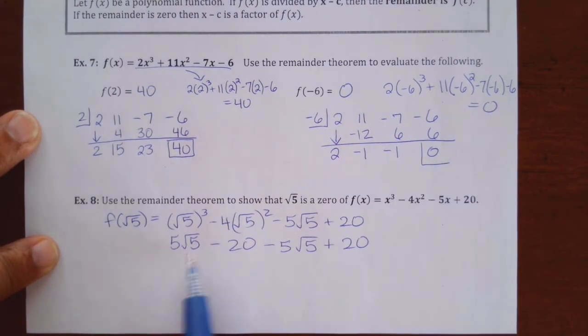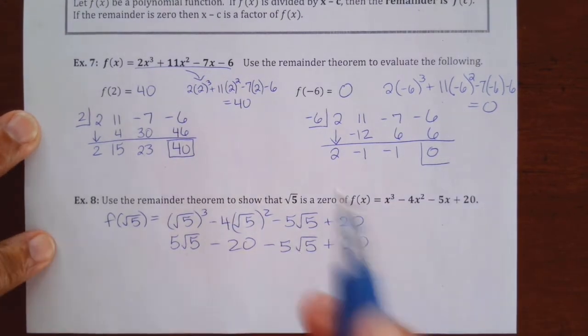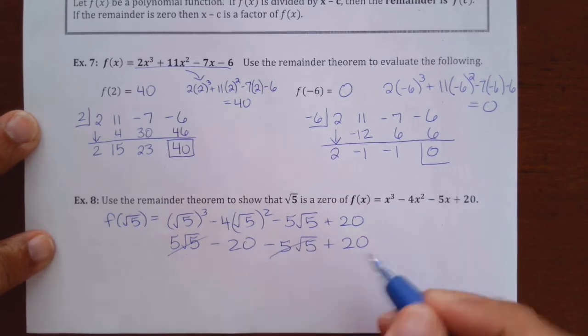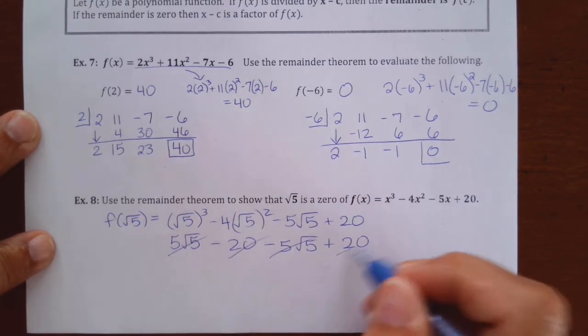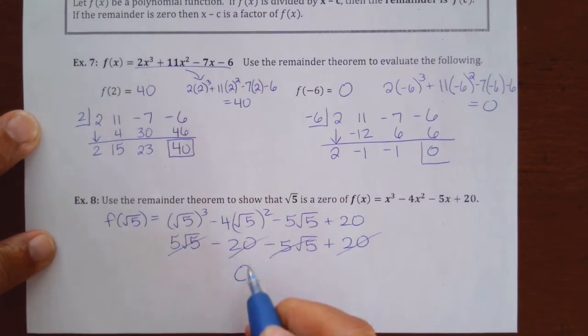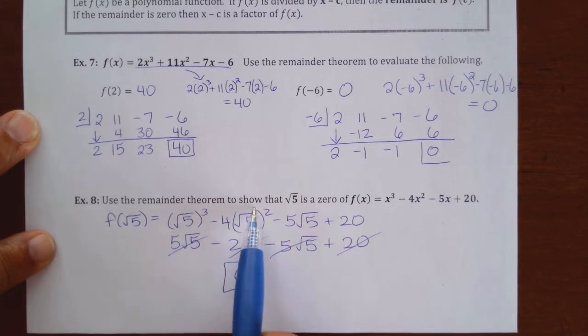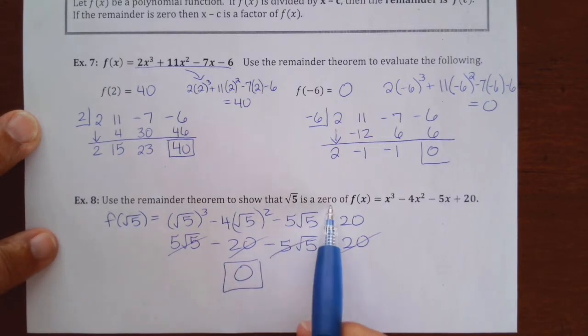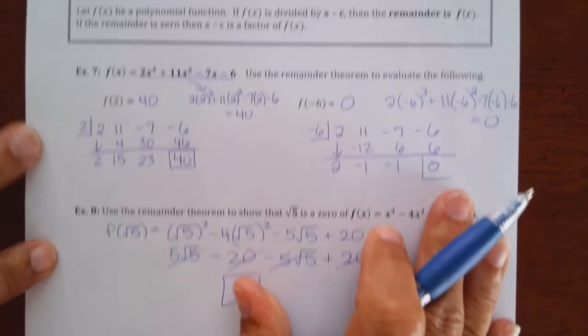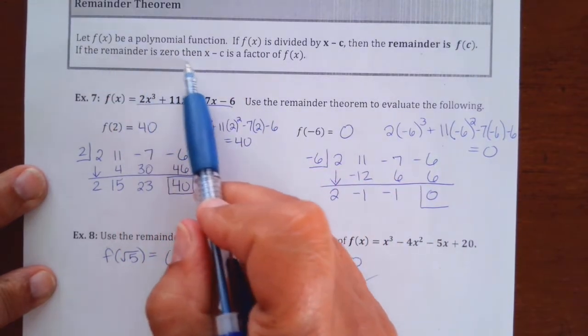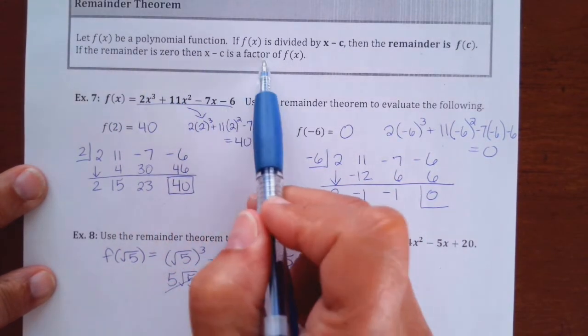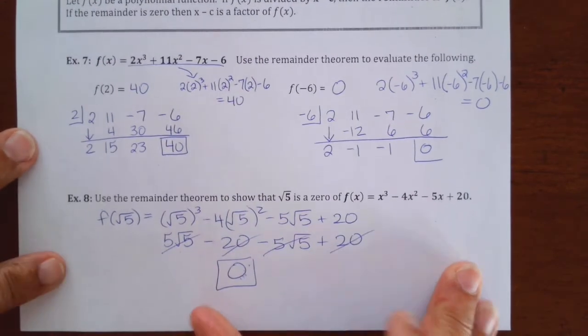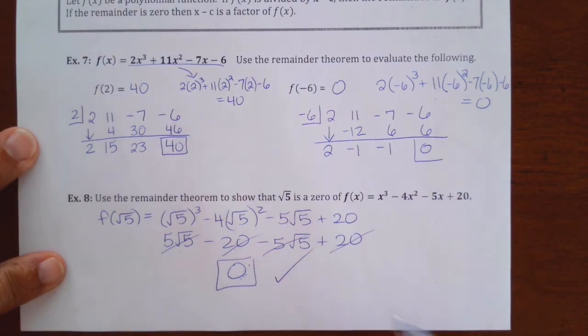So now I've got 5 square root of 5 minus 5 square root of 5. That cancels out. Negative 20 plus 20, that cancels out. Guess what? I get 0. So it said, use the remainder theorem to show that it's a 0. If the remainder is 0, then x minus c is a factor. So it is a 0, we got 0.